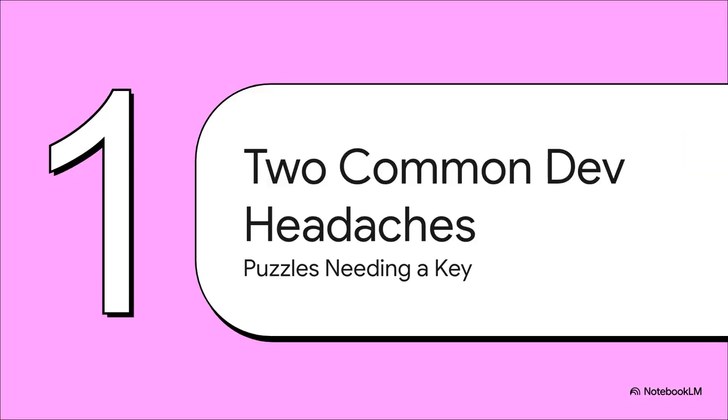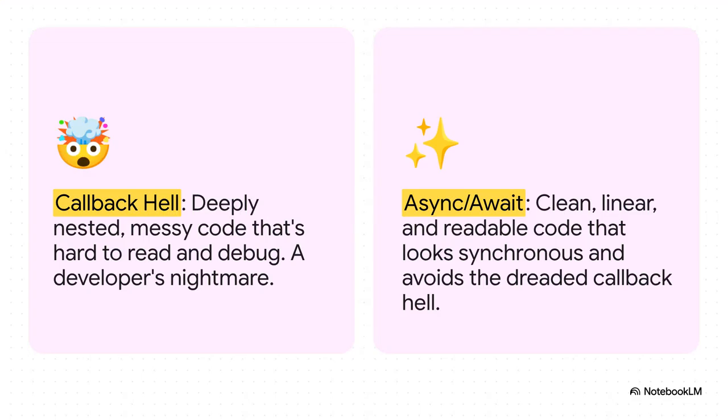So before we get to the cool solutions, let's set the stage a bit. Let's talk about two really frustrating problems that I'm willing to bet almost every single one of us has run into. First up, this monstrosity on the left. You've probably seen it, maybe you've even written it. We call it callback hell, and it's this pyramid of doom with nested functions that makes your code an absolute nightmare to read, let alone debug.